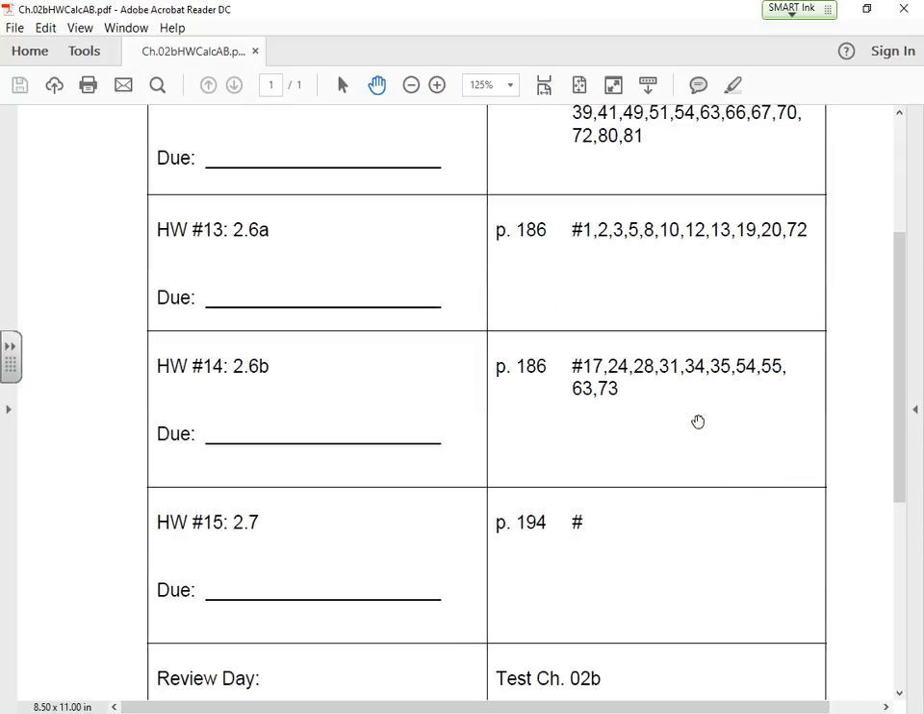Alright. If you guys haven't written down 2.6b yet, there it is. If you guys need a book, I have literally two you can borrow. If you have any questions from 2.6a, I'm here to help.